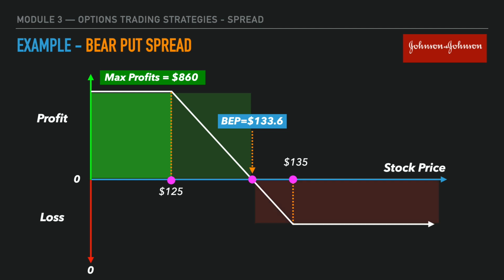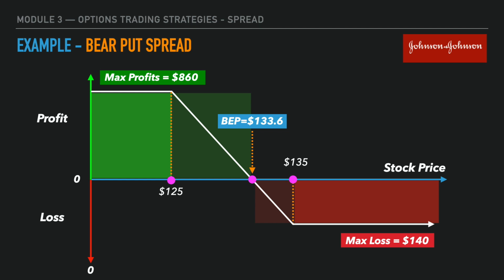On the other hand, if the stock price stays above the break-even price, your entire trade will be in losses. If the stock price closes above $135 by the expiration date, you will hit the maximum losses on this trade, which is $140. From this risk graph, we can easily see that the best case scenario for a bear put spread is when the underlying stock price goes down and stays below the lower strike price before expiration.